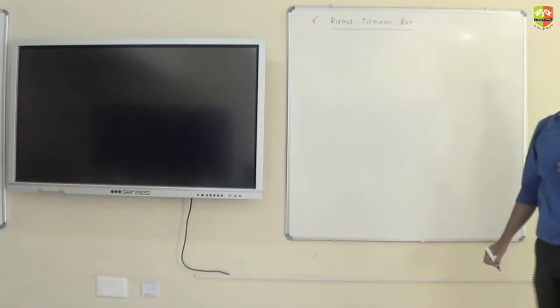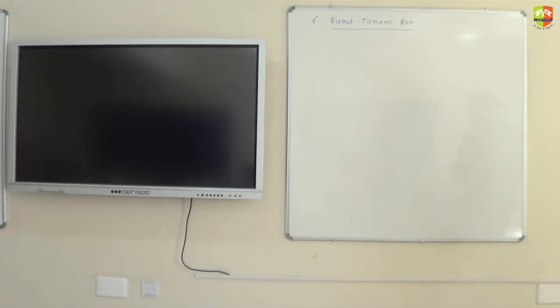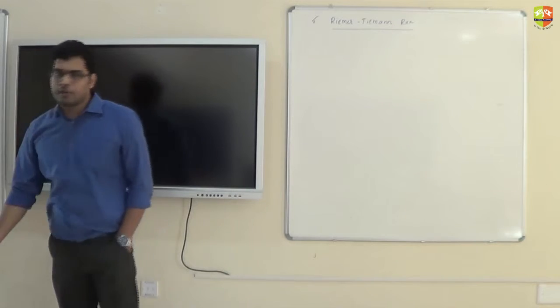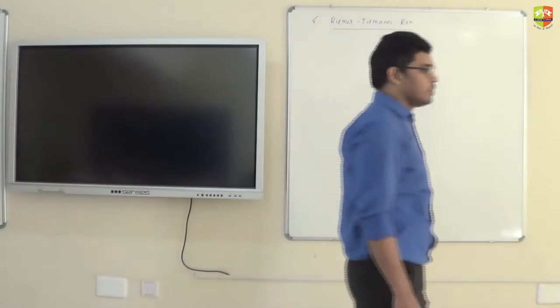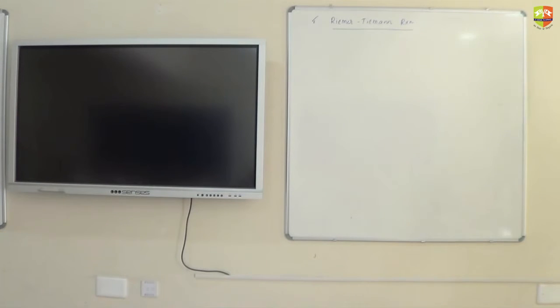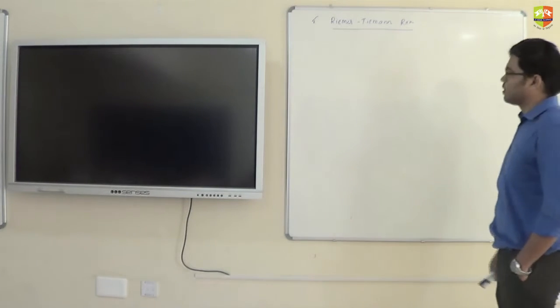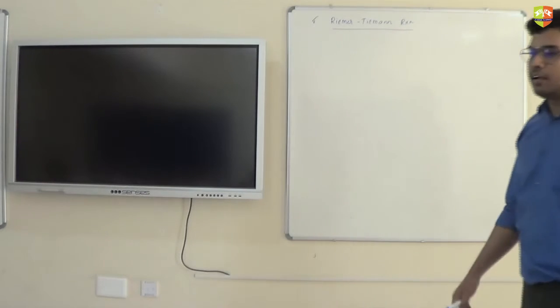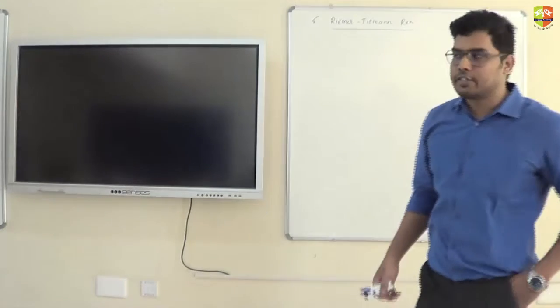This is the reaction of CCl4, carbon tetrachloride. Important, this one is important. Okay, write down. In this reaction, carbon tetrachloride reacts with phenol. Carbon tetrachloride reacts with phenol and forms salicylic acid.